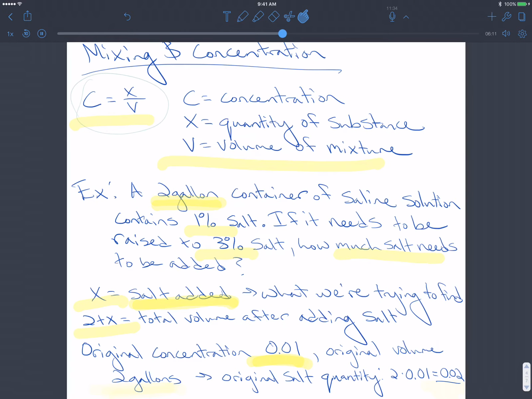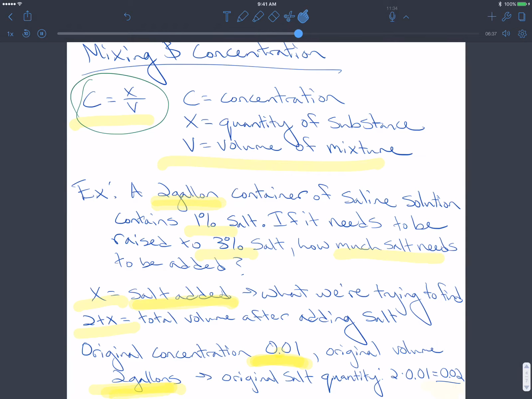Right, I take the equation that we have up here, C equals X over V, and I solve it for X by multiplying C by V. And C in this case is 0.01, and V is the 2 gallons. So the salt quantity, the X for the original case, is going to be 0.02, because 2 times 0.01 gets me 0.02.